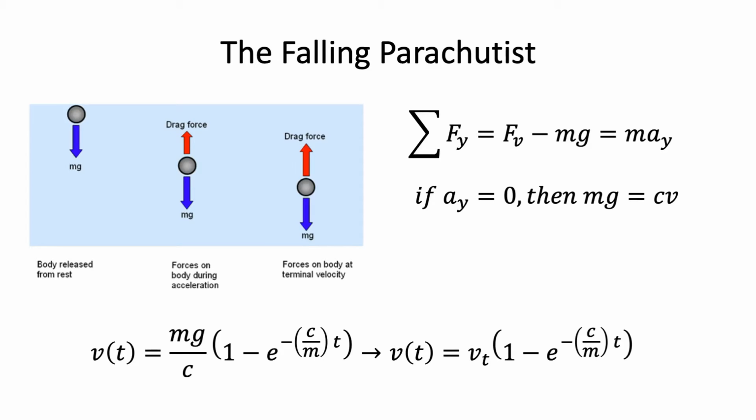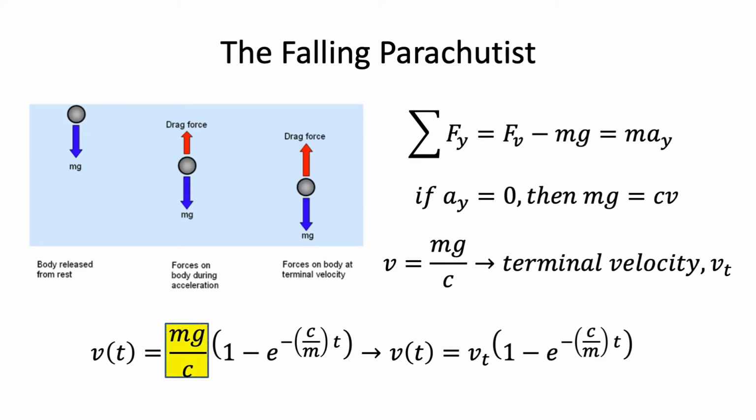What is this velocity? It is the velocity when the net acceleration is 0. If there's 0 acceleration, then this velocity will no longer change because there is no net force. Thus, this is the maximum velocity that the parachutist achieves. It is also called the terminal velocity. We can then replace our final equation for the velocity with the terminal velocity as shown.